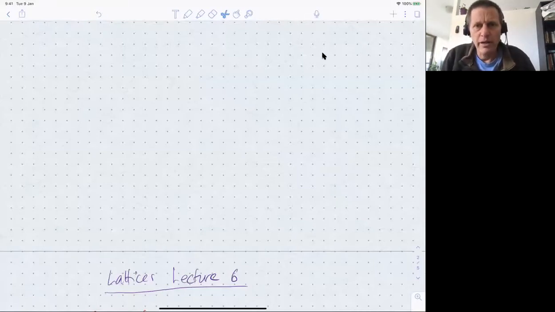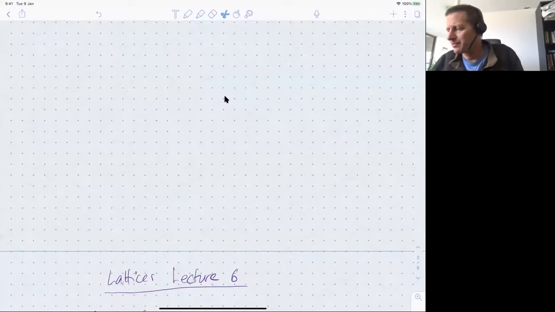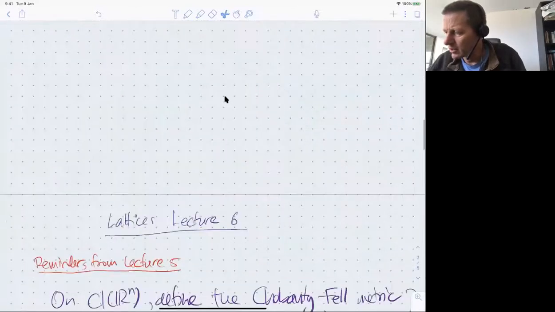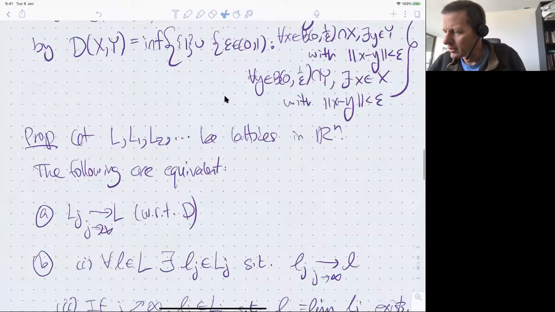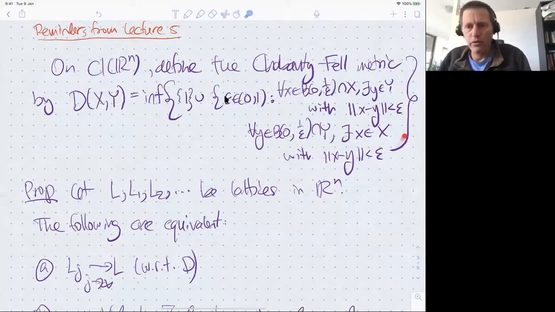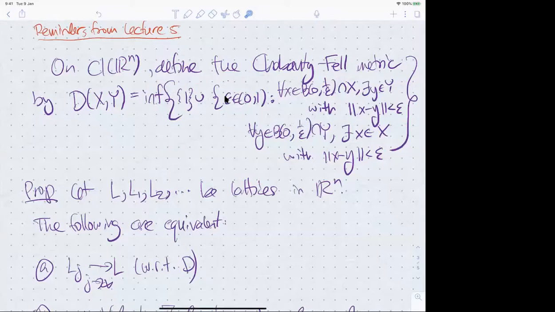Okay, so let me remind you what we did last time. We had a topology on the space of closed subsets of Rn. This is the notation for the space of closed subsets of Rn, and on this space we have a metric defined by this formula. So we have this formula, which is the so-called Chabauty-Fell metric.